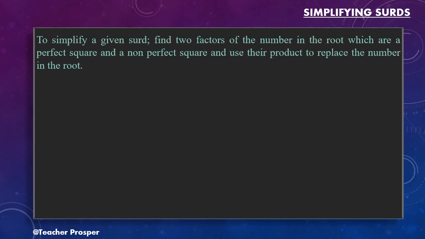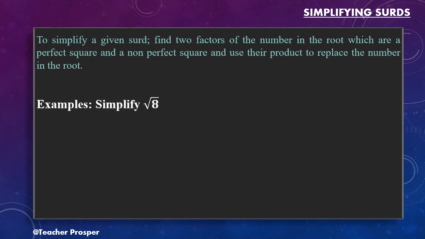Today we are looking at how to simplify surds into their basic form. To simplify a given surd, you have to find two factors of the number in the root, which are a perfect square and a non-perfect square, and use their product to replace the number in the root.